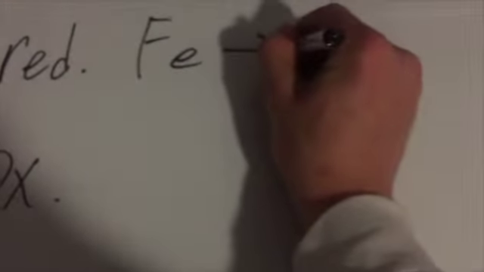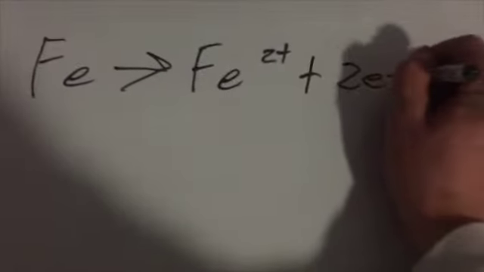So on the first equation, it's going to be Fe going to Fe2+ and then 2 electrons plus its voltage, which is going to be 0.44. Now it needs to be positive so it can be a spontaneous reaction.